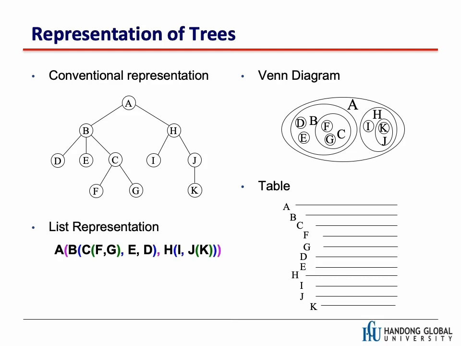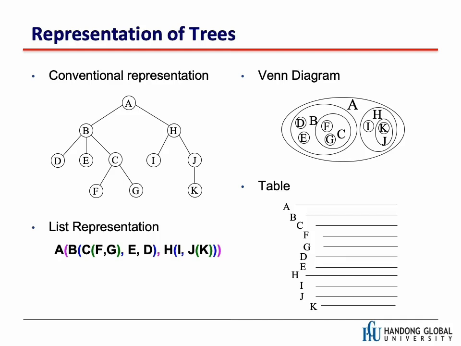Look at the Venn diagram. We have one circle with A and the subtrees, and we can define this Venn diagram recursively. In the first circle we have A and subtrees, and in the subtrees we have B and D, E, and another circle, and then we have C and F and G, to have the subtrees.